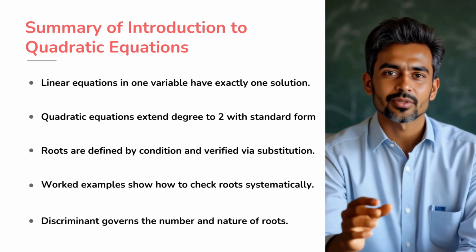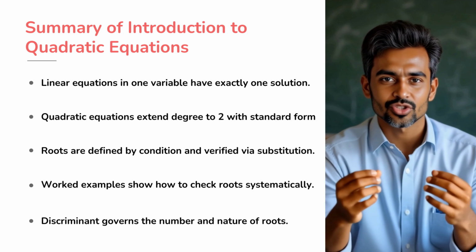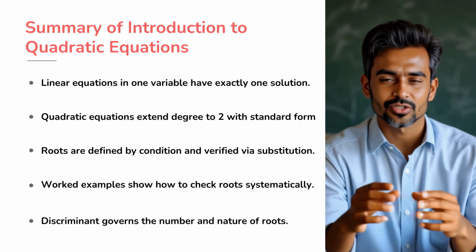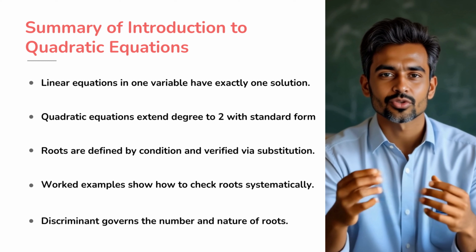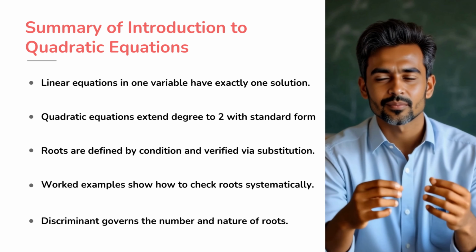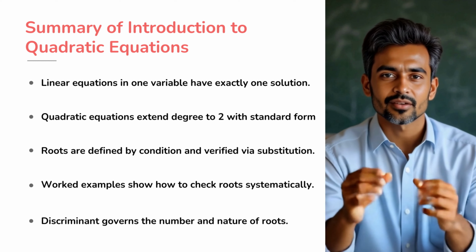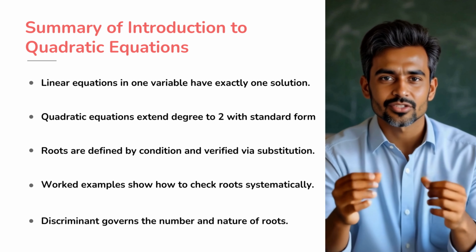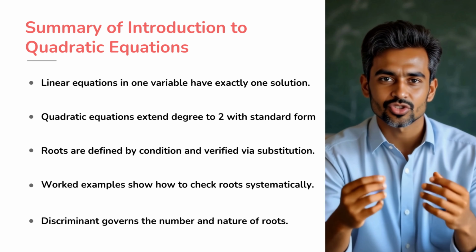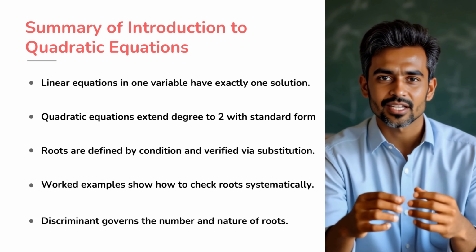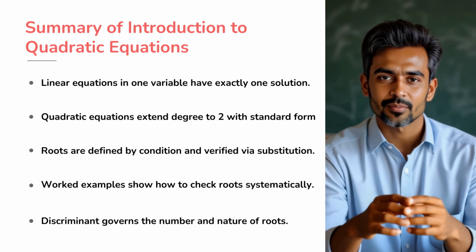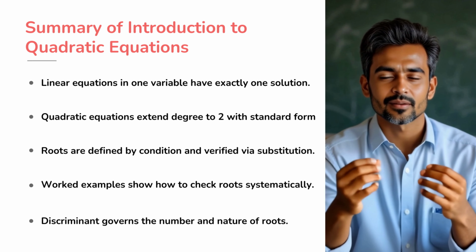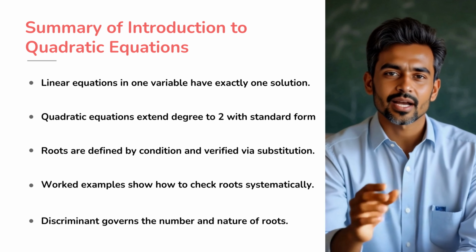Let's recap. One, linear equations have exactly one solution. Two, quadratic equations have degree 2 and can have up to two solutions. Three, roots are the values of x that make the quadratic 0. Four, substitution helps us verify if a number is a root. Five, the discriminant, D = b² - 4ac, decides the type of solutions. Six, using the quadratic formula, we solved 6x² + x - 1 = 0 to find roots 1/3 and -1/2.